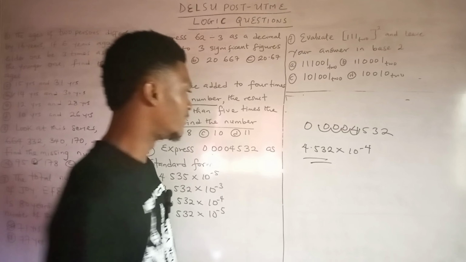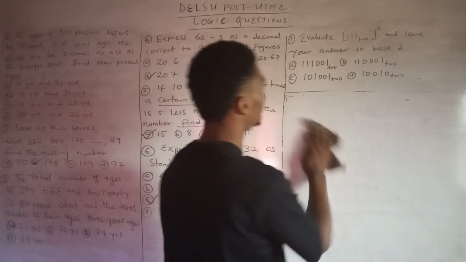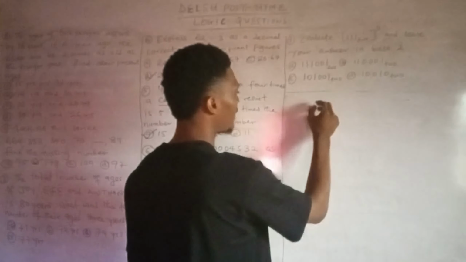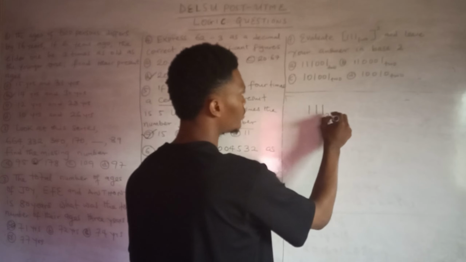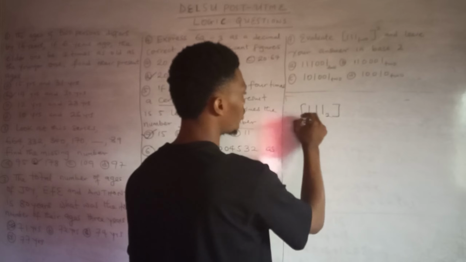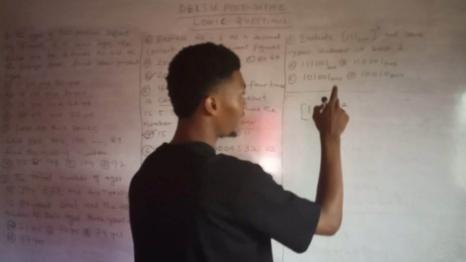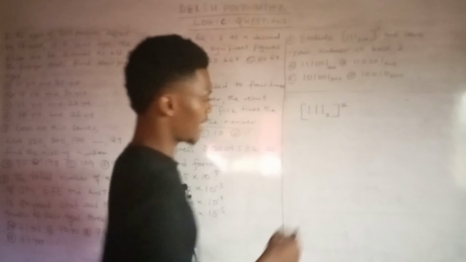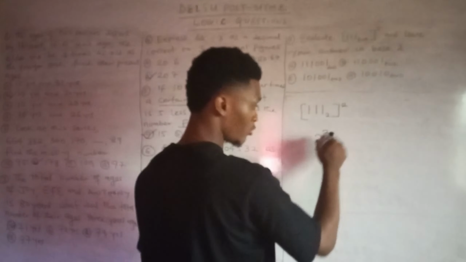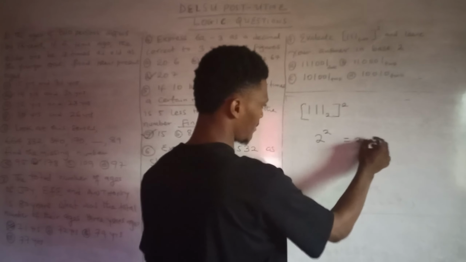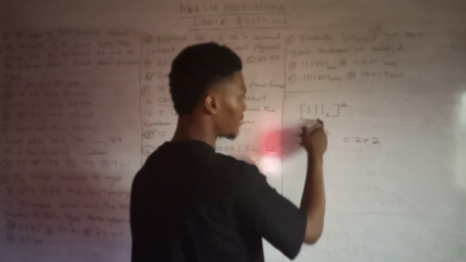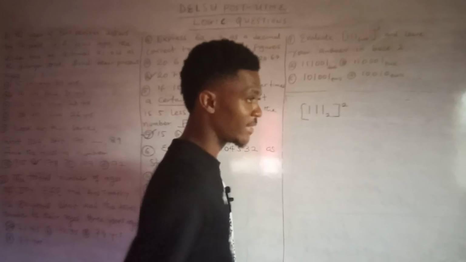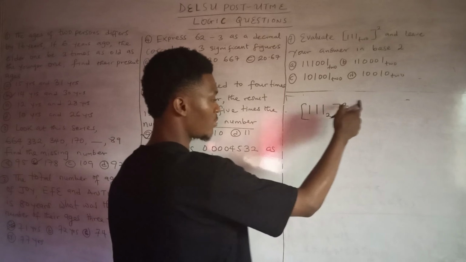Then number 7. Evaluate 111 base 2 all in square and leave your answer in base 2. So it means that this square here, just like you saying 2 square. 2 square is 2 times 2. We are aware of that. So it means we have to multiply the number in that bracket by itself, since we are squaring it.